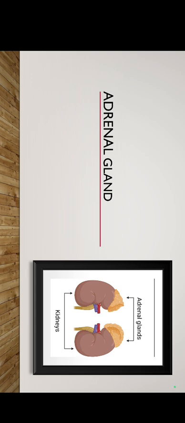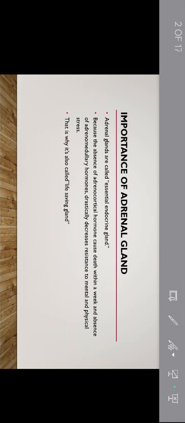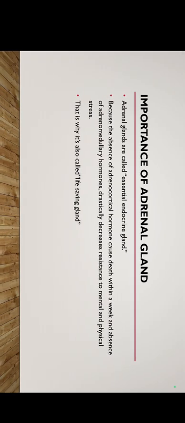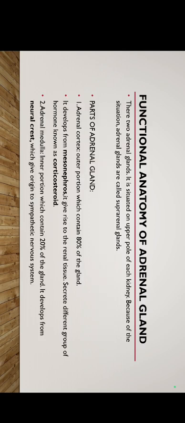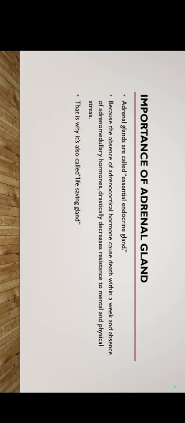Today in this video we are going to talk about the adrenal gland. The adrenal gland, its name itself suggests that it is situated on the renal gland of our body. It is called the suprarenal gland. It is situated on the upper pole of each of our kidneys. So we have two adrenal glands. And importance of the adrenal glands.